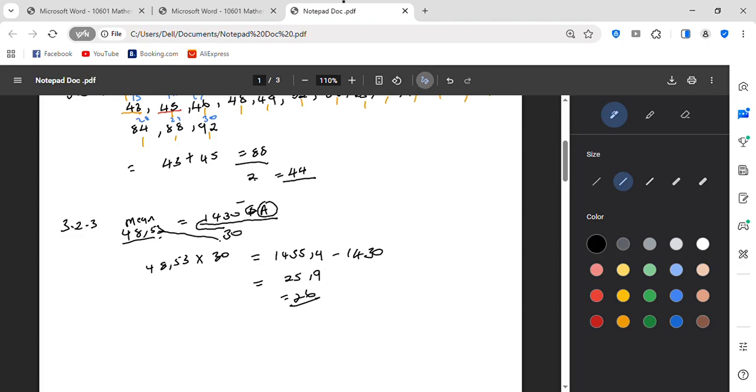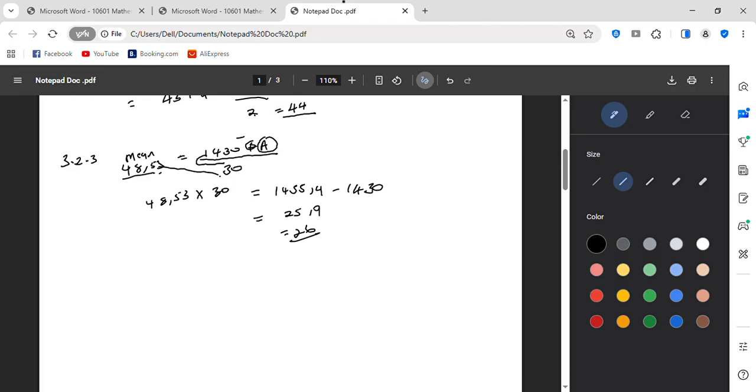All right, then you can now prove if your answer is correct. If you want to prove if your answer is correct, you can take this 26, add it with this 1430, then whatever that you get, divide it by 30, it must still give you 48.53. Right, so I hope that is understandable there.